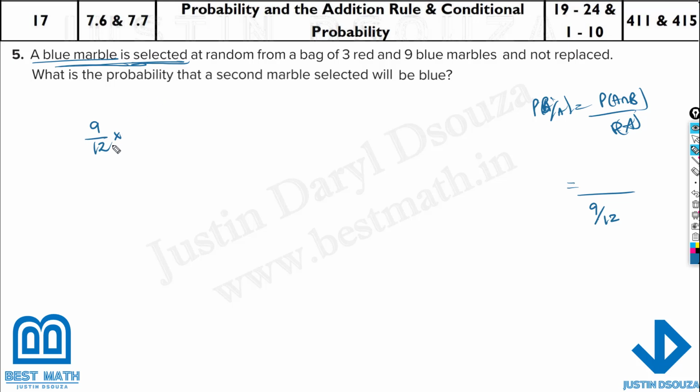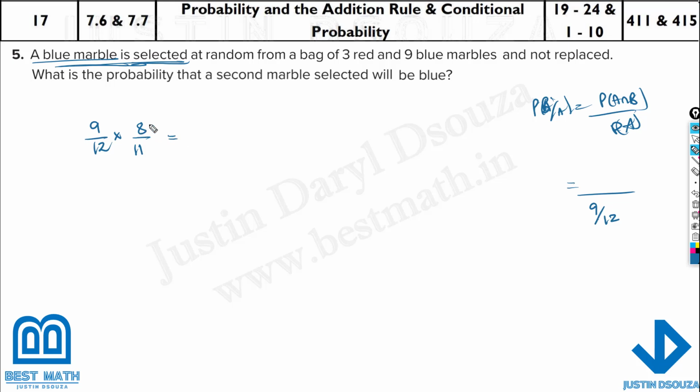marble, right? What is the probability of the second one being blue? Here out of 9, 1 is gone, it will be 8, and out of 12, 1 is gone, it will be 11. Why? Because it's not replaced. You took 1 marble from here, out of 9, 1 is gone, 8 are remaining. Even out of the total, there are 3 red, yes, but now instead of 9, there are only 8 blue marbles. So this is the condition.